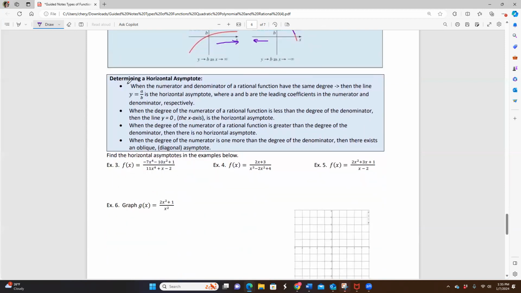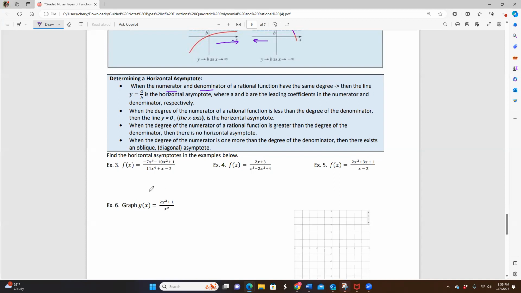So how can we find our horizontal asymptotes? Finding a horizontal asymptote is actually an easier process than above. We just have some criteria to remember. If you have a rational function where the numerator and denominator have the same degree, then the line y equals a over b is a horizontal asymptote, where a and b are the leading coefficients in the numerator and denominator respectively.